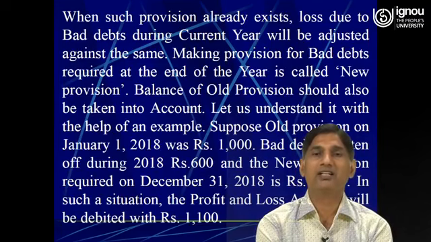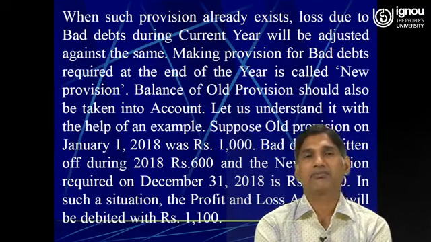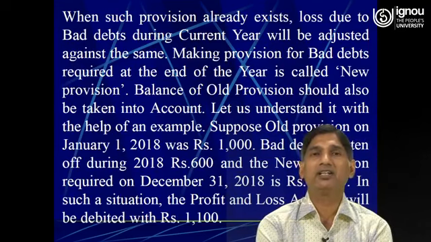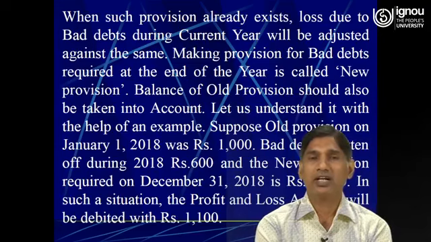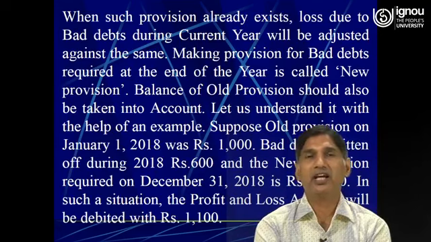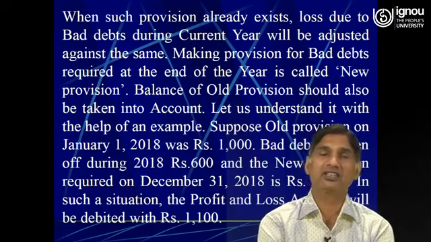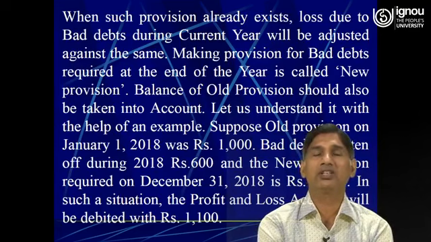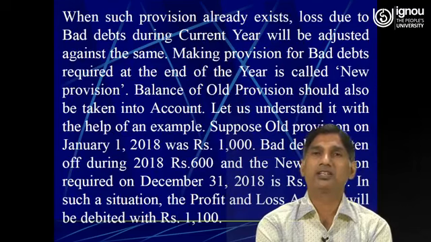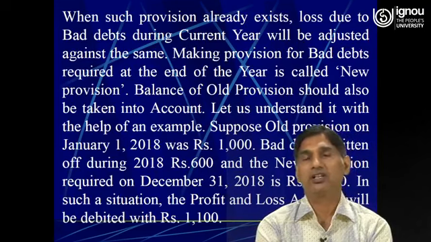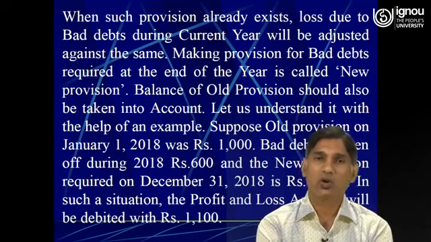Again, I repeat the equation. The bad debts provided in the trial balance is 0, plus further bad debts provided in additional information outside the trial balance, which is 600, plus new provision of 1500. The total is 2100, minus old provision of 1000. Therefore, the net amount is 1100, which is to be debited to the profit and loss account.